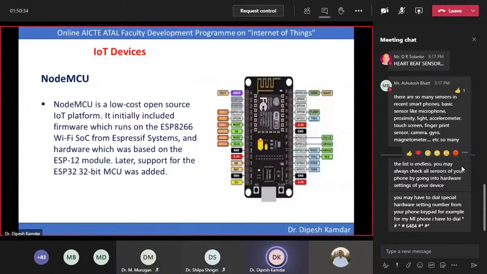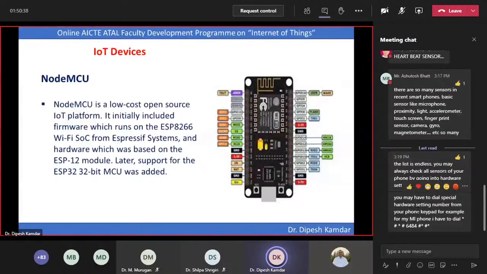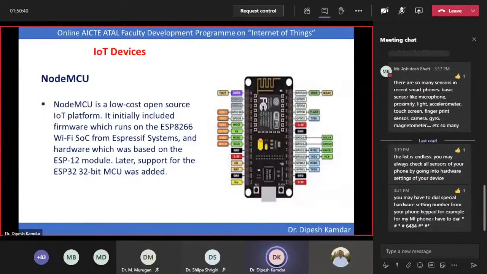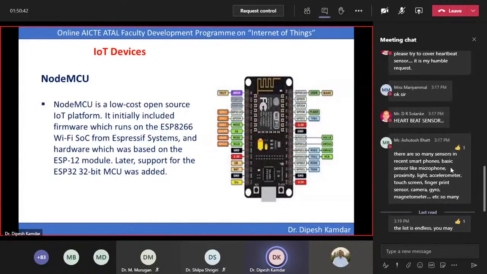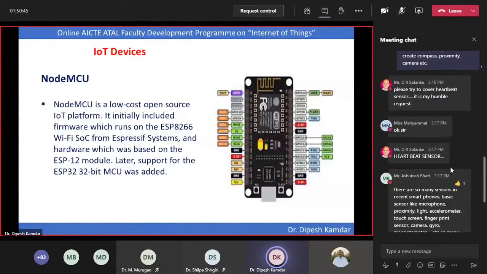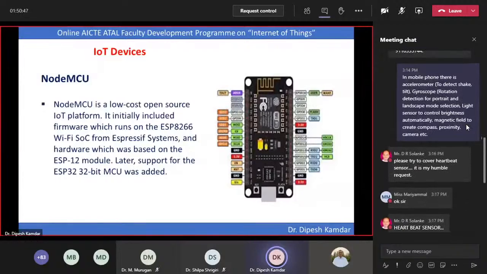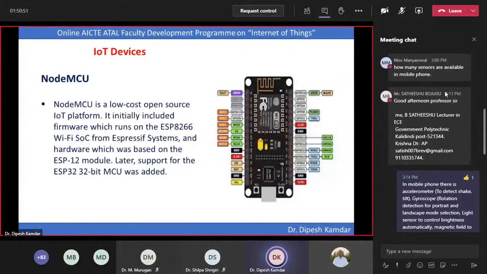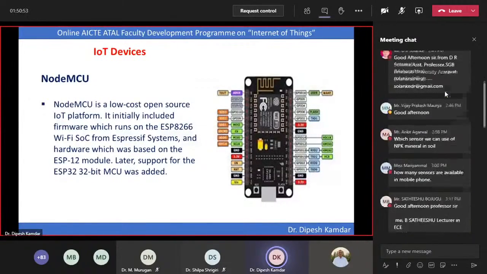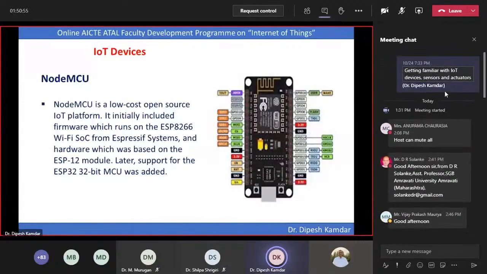There are plenty of microcontrollers available nowadays with the facility of connecting through Wi-Fi or Ethernet, out of which we are going to use two microcontrollers during this FDP. One of them is the NodeMCU.